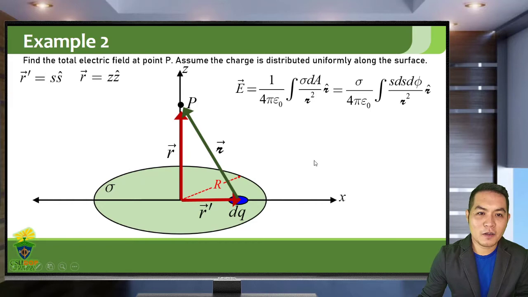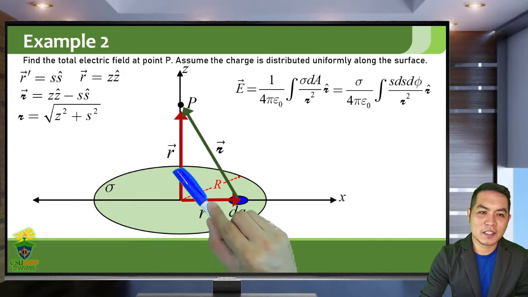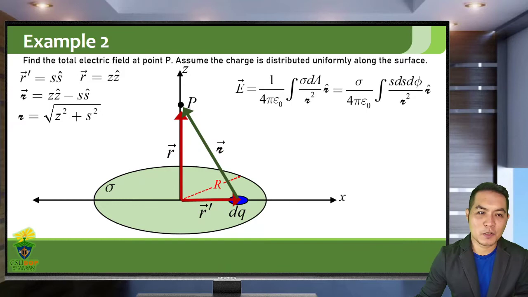Our r is of course along the z-axis, so z hat, in cylindrical coordinates, so therefore that will be our separation distance vector. And by the Pythagorean theorem, if this is s and this is z, then the hypotenuse, or the length of our separation distance vector, will be the square root of z squared plus s squared, and this will be our unit vector for the separation distance.